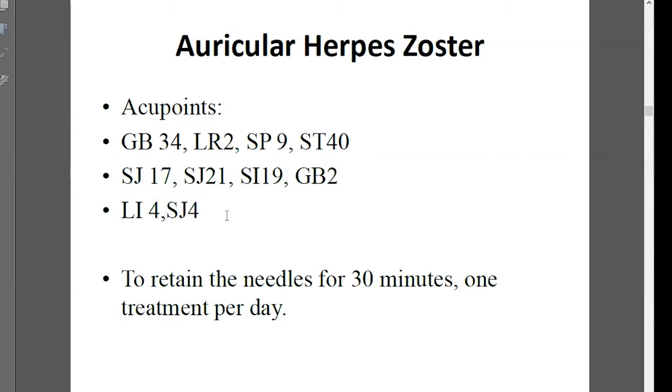And in the first line here, you can see we still keep some of the same points, like Liver 2 from before, Gallbladder 34, even Gallbladder 43. We can keep similar points here because they still have heat. But they also have dampness, so we're adding some points to reduce dampness here.